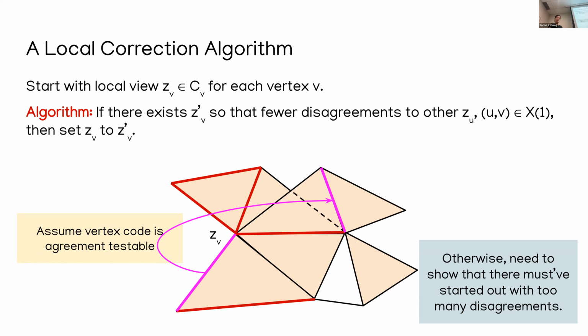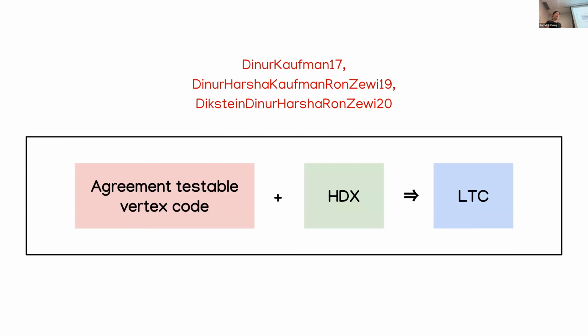So what have we shown so far? What we've shown so far is the result of a few previous works: if you have this agreement testable vertex code and you have this expansion structure of the HDX, then you can actually get an LTC. Okay, and so we'd like to instantiate this paradigm. Can I ask a super quick question before you do that?